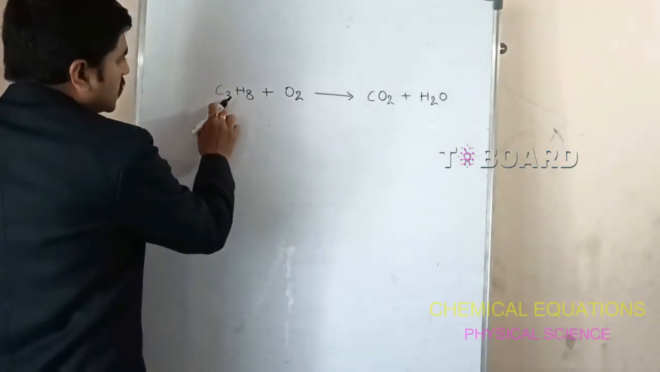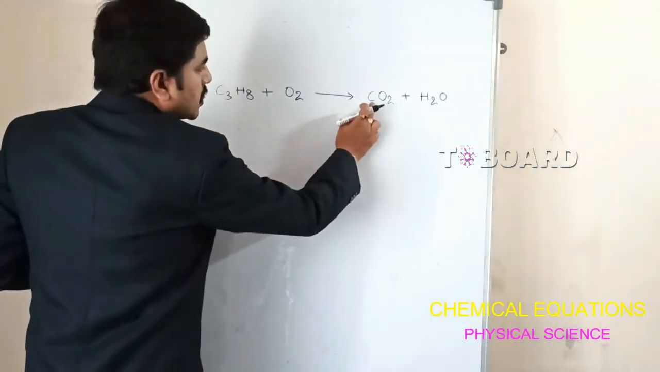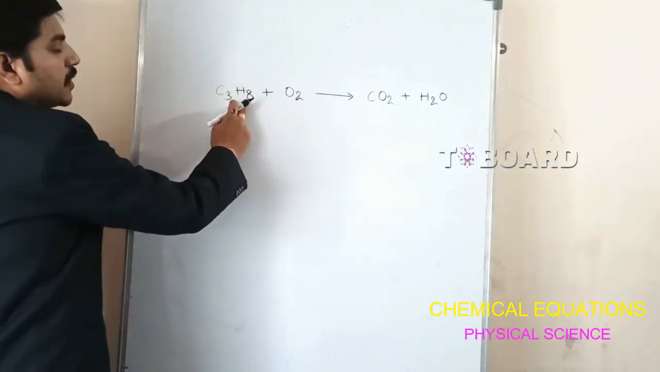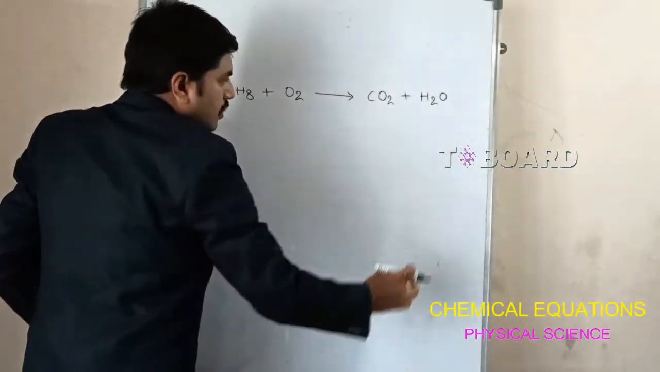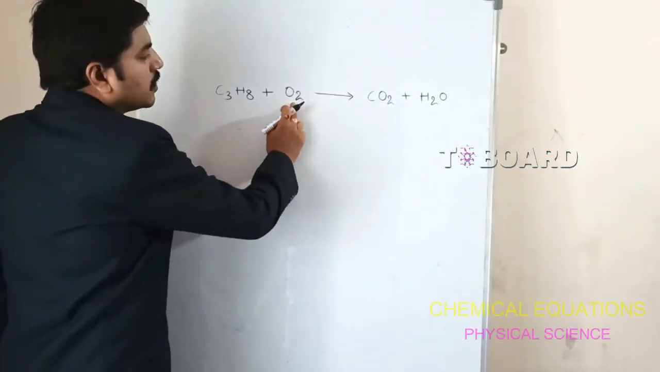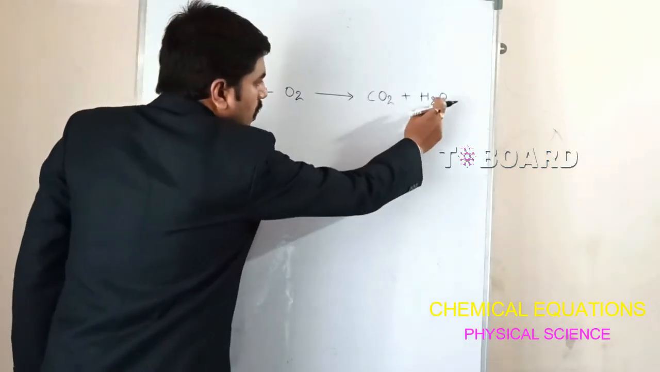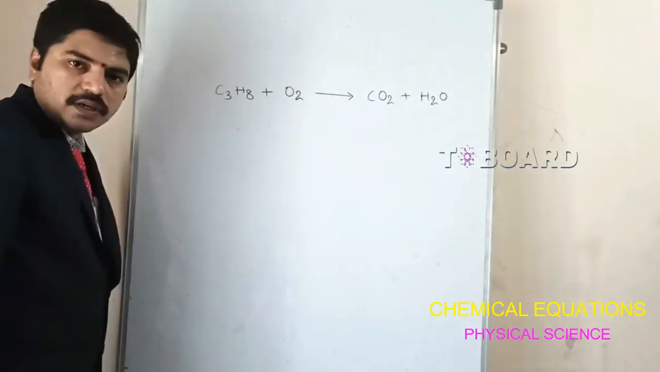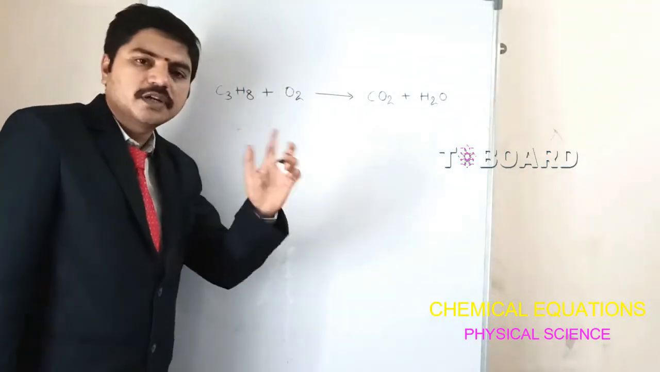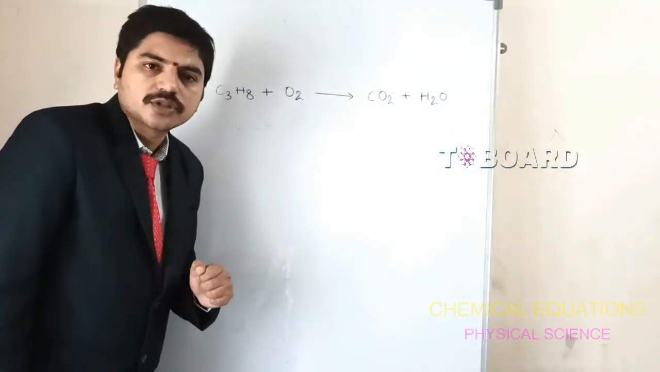Carbon is 3 on the left side and 1 on the right side. The next one, hydrogens: there are 8 hydrogens on the left side, but on the right side only 2 hydrogens are present. Oxygens are 2 on the left side, and on the right side 2 plus 1, 3 oxygens are present. So definitely we can call this an unbalanced equation or skeleton equation.